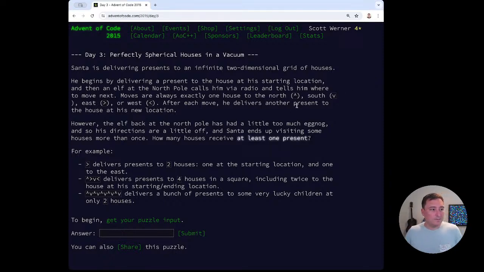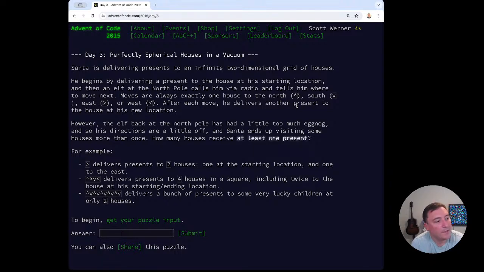And let's see the problem. Santa is delivering presents to an infinite 2-dimensional grid of houses. He begins by delivering a present to the house at his starting location, and then an elf at the North Pole calls him via radio and tells him where to move next. Moves are always exactly one house to the north, south, east, or west. After each move, he delivers another present to the house at his new location. However, the elf back at the North Pole has had a little too much eggnog, and so his directions are a little off, and Santa ends up visiting some houses more than once. How many houses receive at least one present?